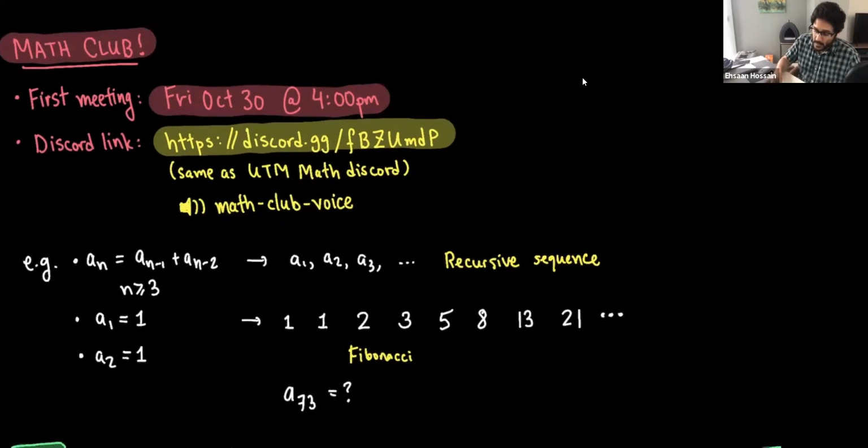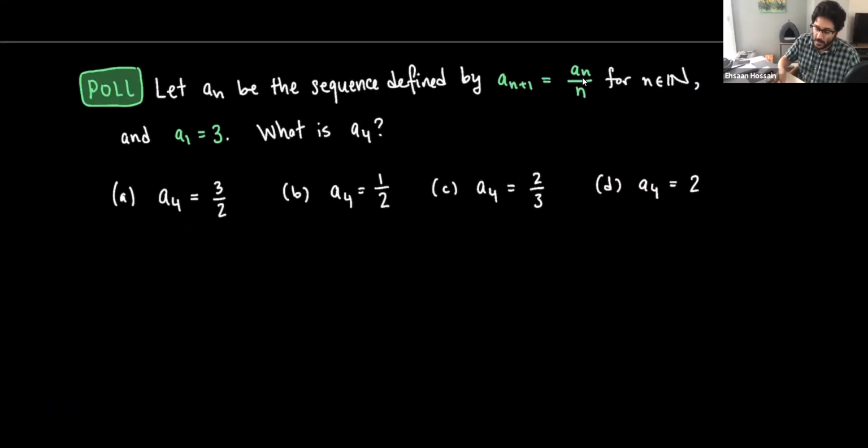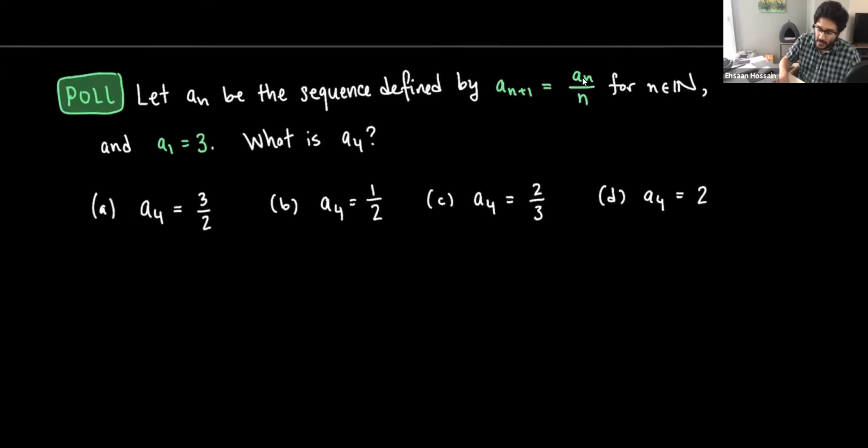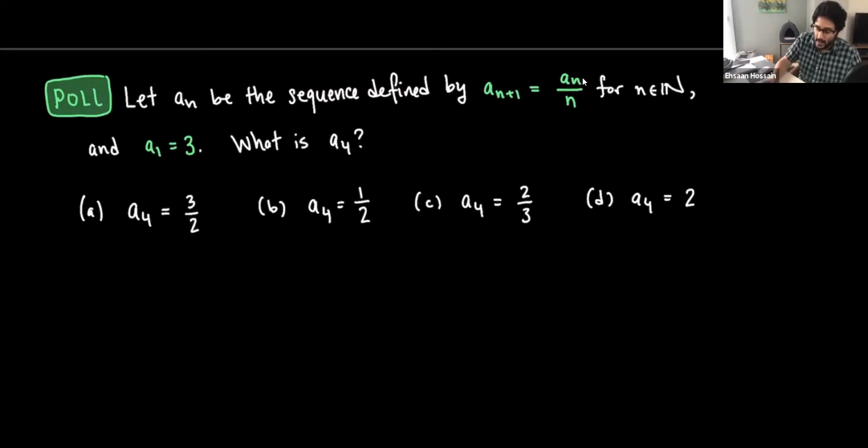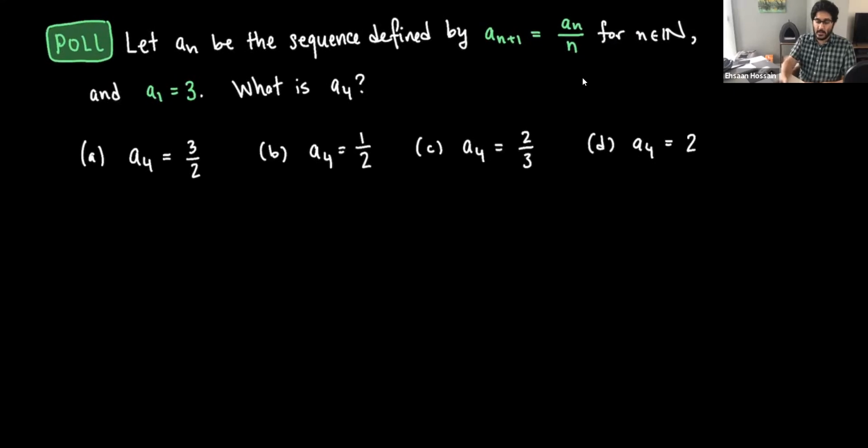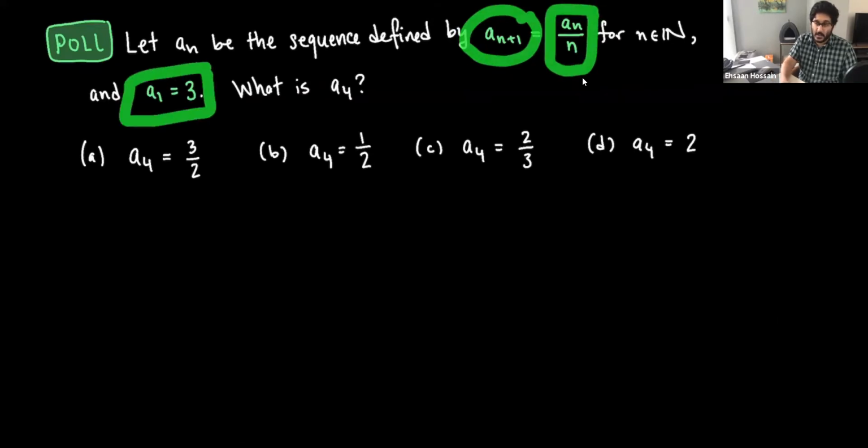Okay, so here's our first polling question. Here's a recursive sequence: a_{n+1} = a_n divided by n. So you can get the next term in the sequence by taking the last term and dividing by n. And of course, to specify a recursive sequence, I have to specify the base case. So we say a1 equals 3. I only need one base case for this sequence, because the n plus 1 term only makes reference to one previous term. So you only need one base case, in short.